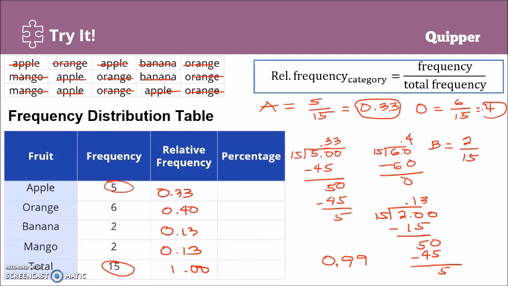Next naman yung percentage. So, yung technique natin kanina na diretso lang, i-move lang natin ang dalawang places yan. So, this becomes 33%. This becomes 40%. This is 13%. And 13%. So, ganun din, 99%. So, i-round off lang natin. That's 100%.